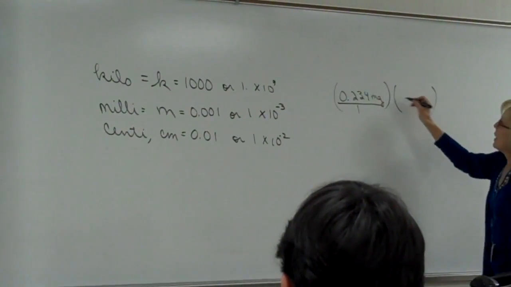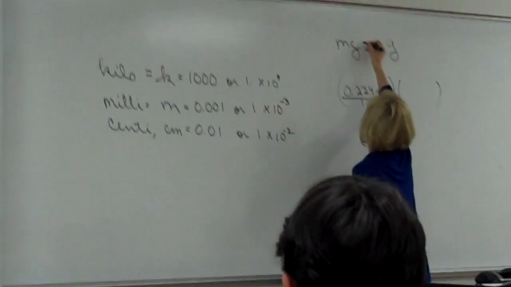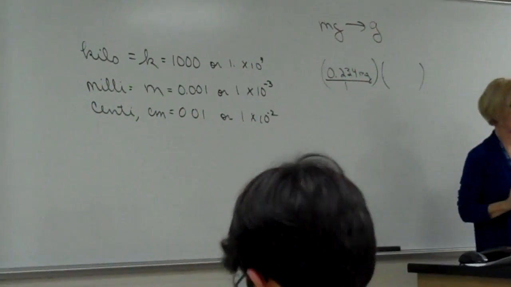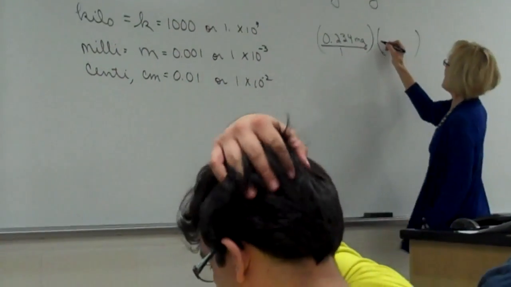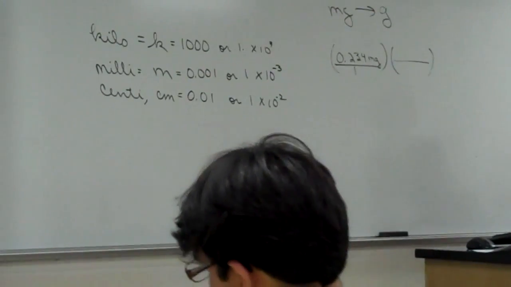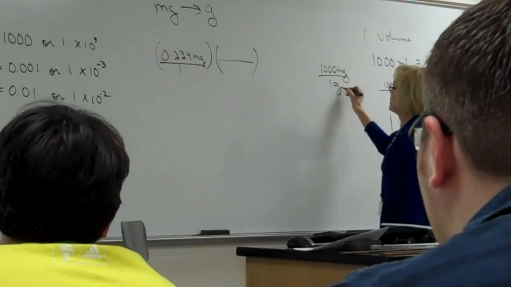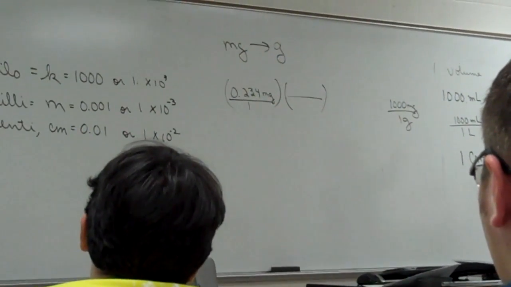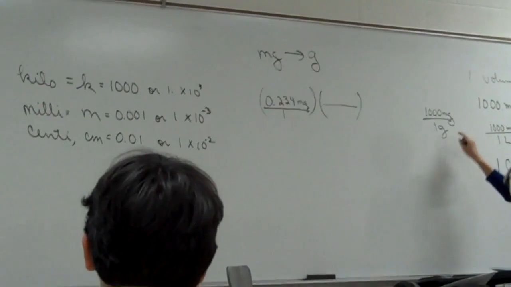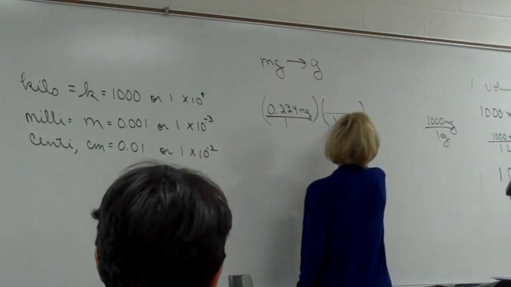So here, my plan is I'm going to go milligrams to grams, and I'm going to stop there. And then we'll move on to kilograms. I need a conversion factor. I had a conversion factor up here. 1,000 milligrams is 1 gram. And I had the inverse of that. Which would be appropriate to use here, this or the inverse? The inverse.